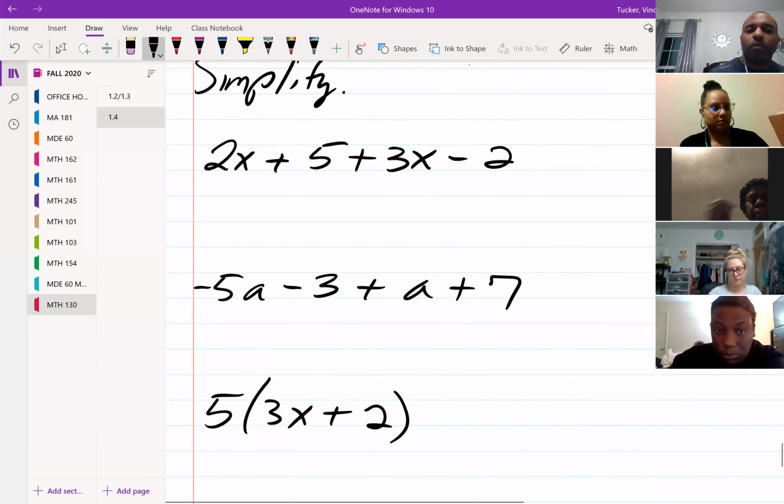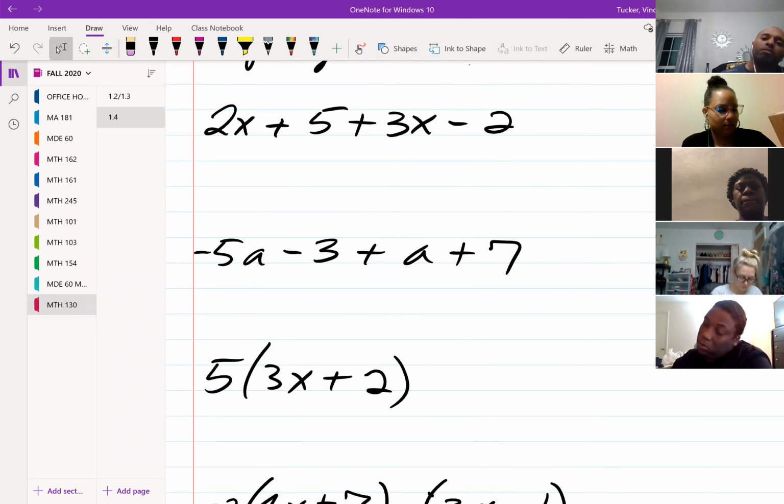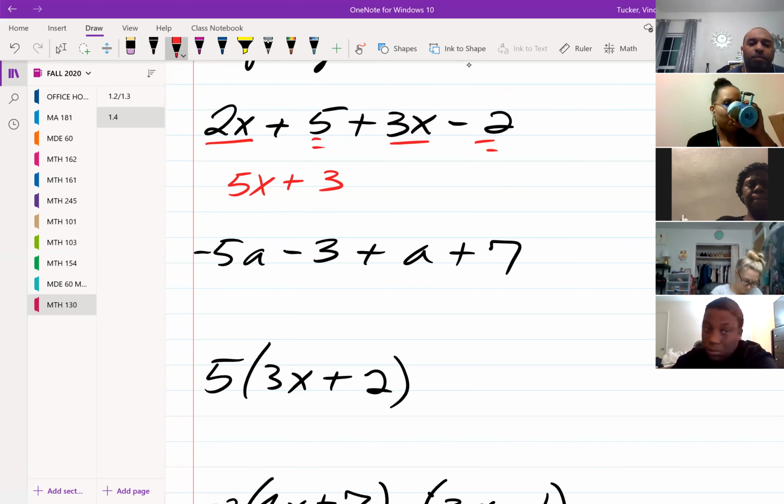All right, so it's good enough for right now. All right, so 2x plus 5 plus 3x minus 2. All you're going to do is combine your like terms. So the 2x and the 3x, 5x, and then 5 and negative 2 would be a positive 3. And that would be it.